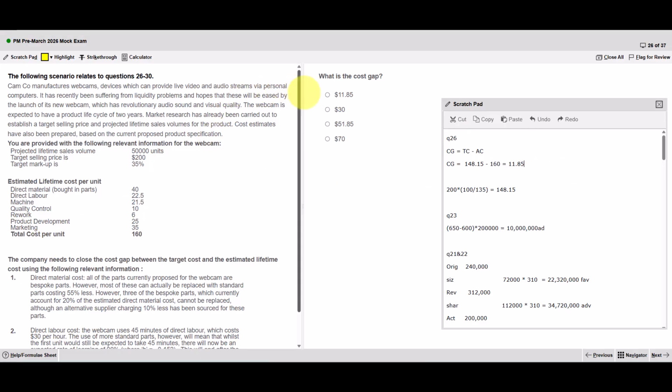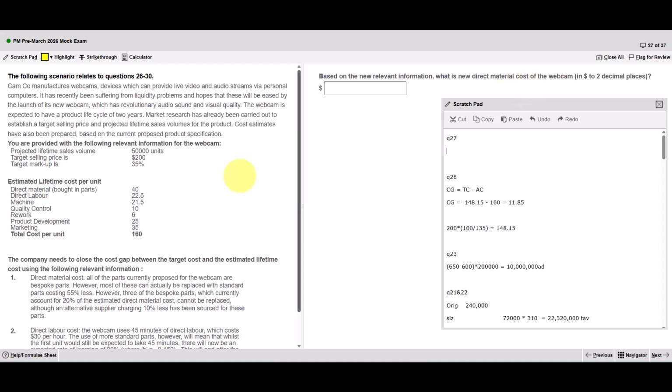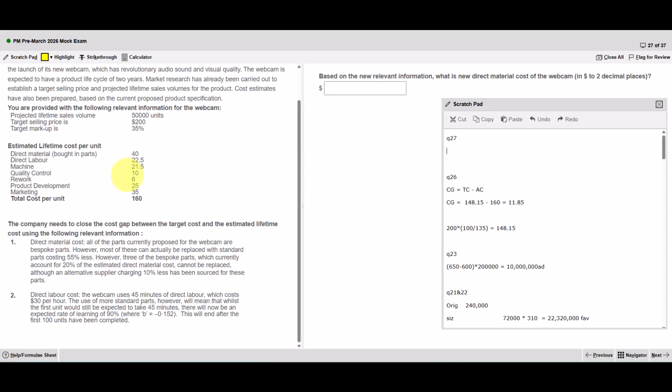That's 11.85. Now we need to calculate the new direct material cost based on this additional information. And the way this information is given to us, what we're likely to need to do is take the direct materials now, separate it out based on the percentages here, do some adjustments and then put it back together. And it tells us that 3 of the parts account for 20%, which means the rest must account for 80%, and they cannot be replaced, although an alternative supplier charging 10% has been sourced. So we need to take our $40 and split it into an 80-20 split, and then we do some adjustments on the 20% and some adjustments on the 80.